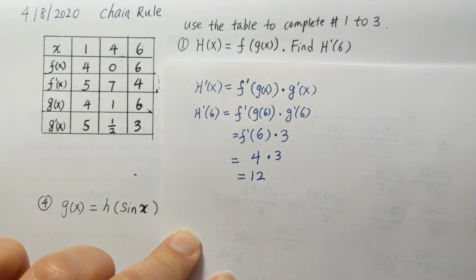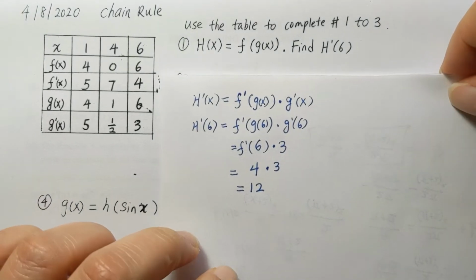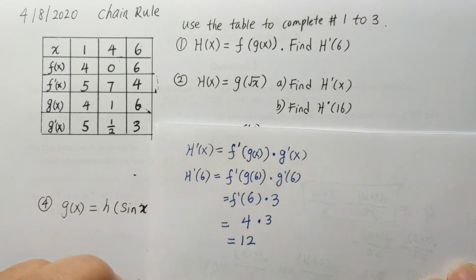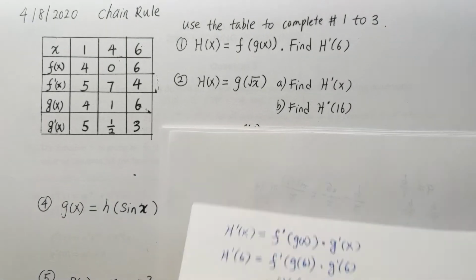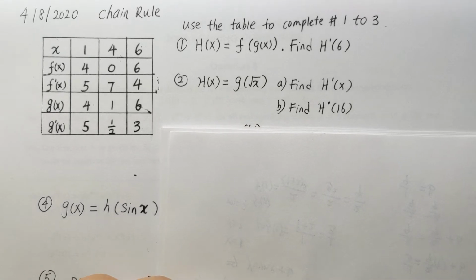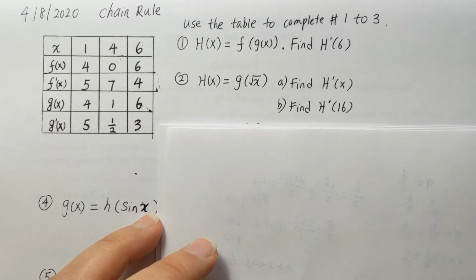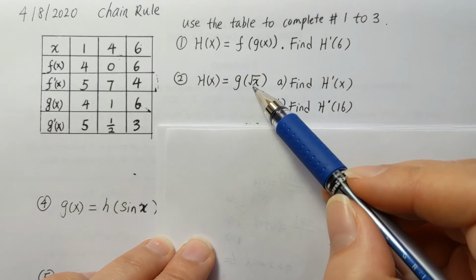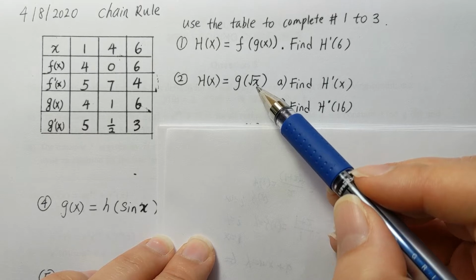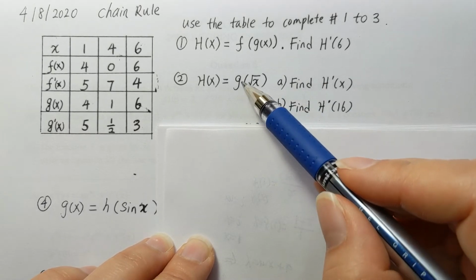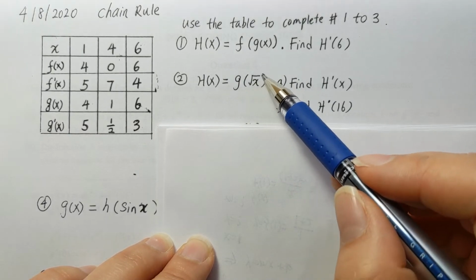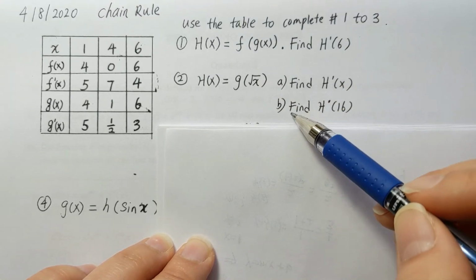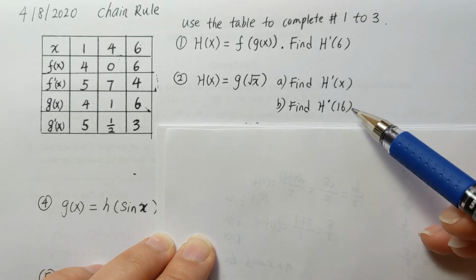Now let's take a look at question number 2. So now we have a little bit harder question, but it's still not very difficult for you guys if you pay attention. So let's take a look at number 2. We have h of x equal to g of square root of x. So we have the outer function is g, the inner function is square root of x. Part A, find h prime of x, and part B, find h prime of 16.